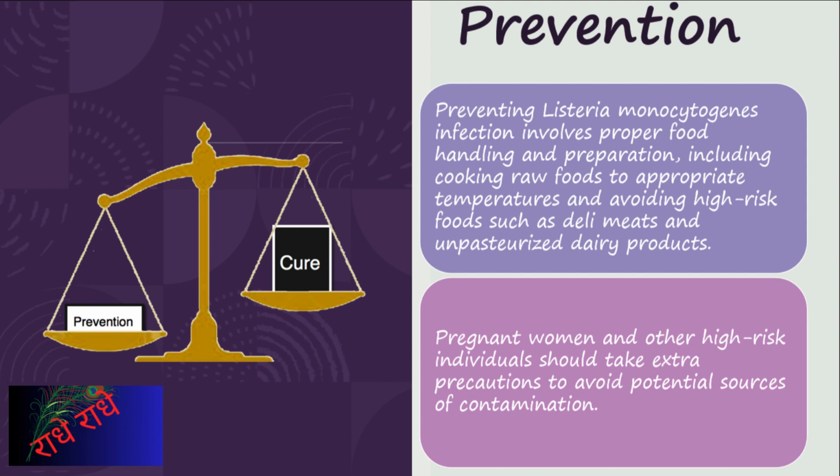Proper food handling and preparation is paramount in preventing Listeria monocytogenes infection. This includes cooking raw foods to the appropriate temperatures and avoiding high-risk foods such as deli meats and unpasteurized dairy products. Furthermore, pregnant women and other individuals at high risk should take extra measures to avoid potential sources of contamination.